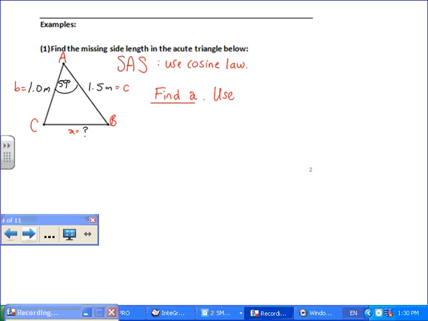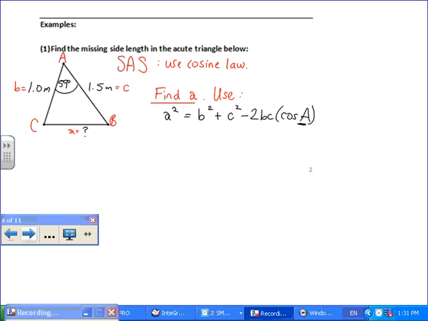Okay, and so I'm going to use the cosine law that lets me solve for A, and I have angle A, so it's going to look like this. I'm going to use A squared is equal to the other 2 side lengths squared, so B squared plus C squared minus 2BC times the cosine of angle A. It's always the angle opposite from the side length we're looking for that we're taking the cos of.